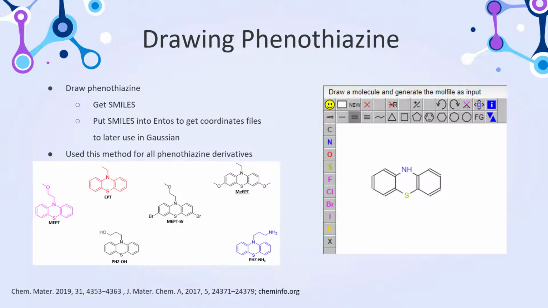Here I was able to draw the molecules and receive smiles directly from the drawings I was provided at the start of the project. I used these smiles to generate coordinate files in Entos that would later turn into my input file for Gaussian. This was the method I used to obtain Gaussian input for phenothiazine and all of the derivatives relevant to this project.